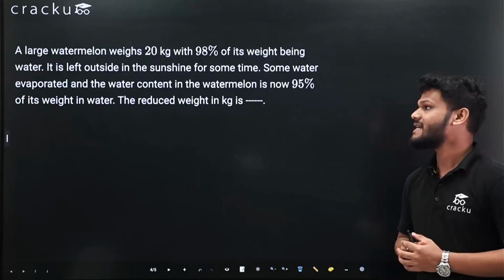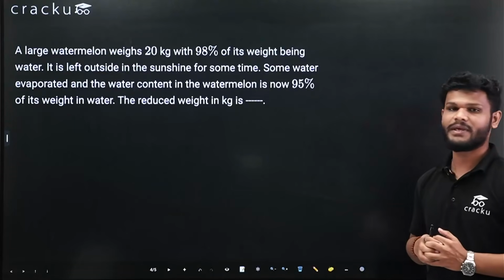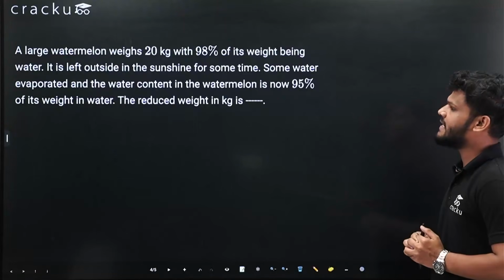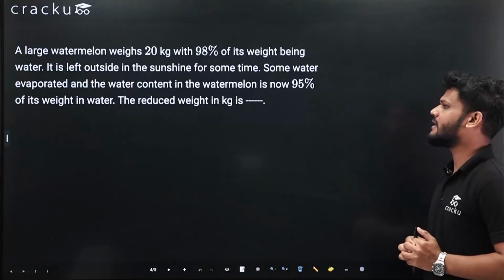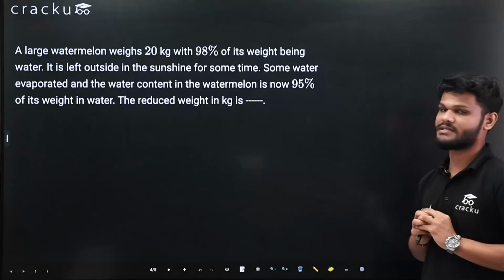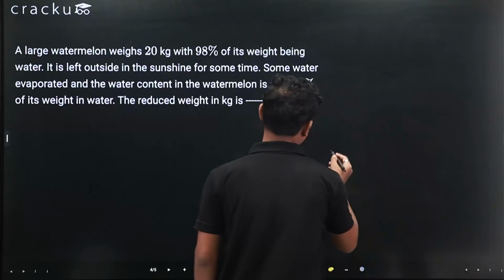So in this question we are asked, a large watermelon weighs 20 kg with 98% of its weight being water. It is left outside in the sunshine for some time. Some water evaporated and the water content in the watermelon is now 95%. The reduced weight in kg is what? So we have a watermelon.